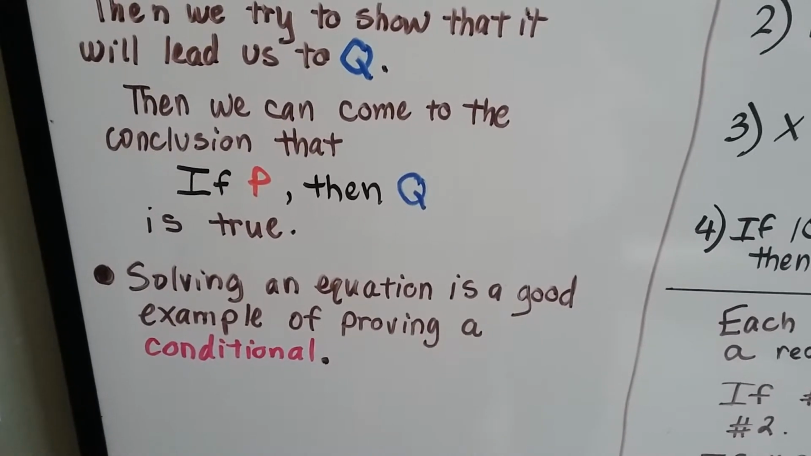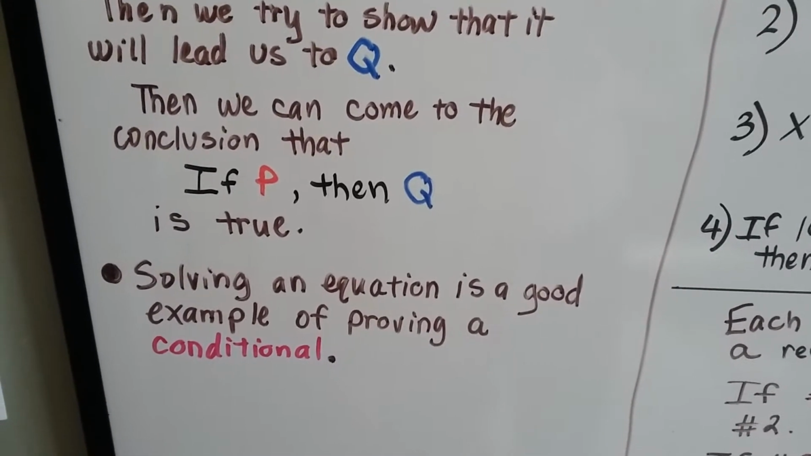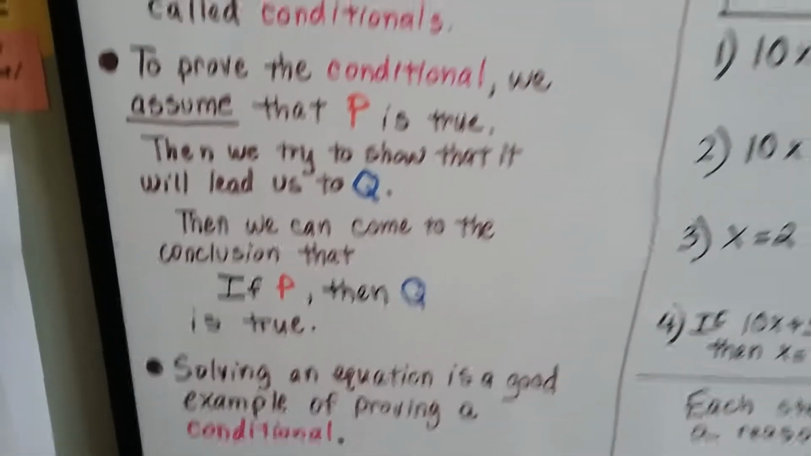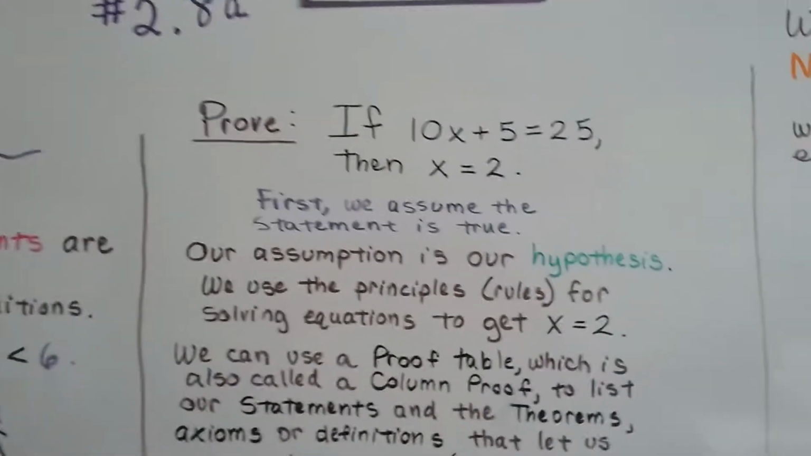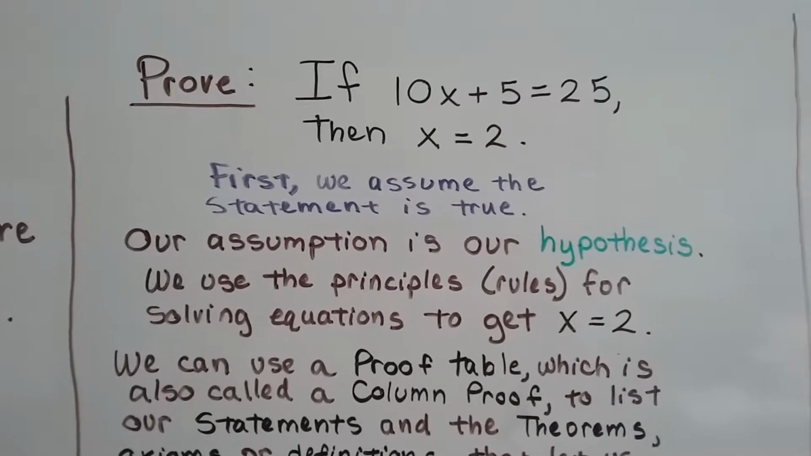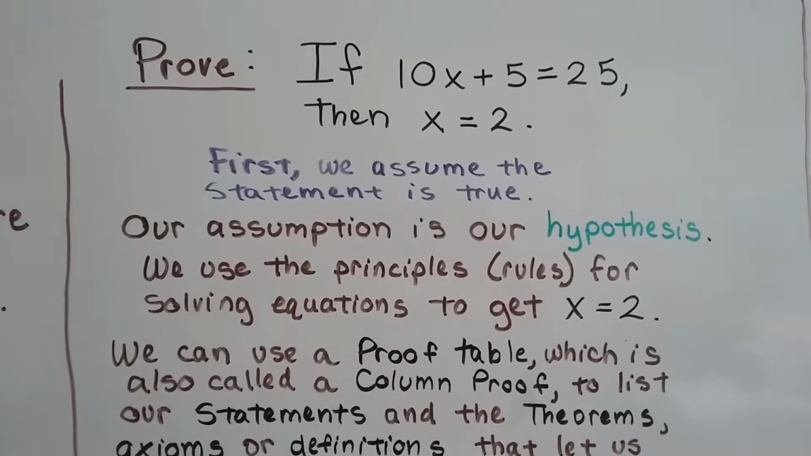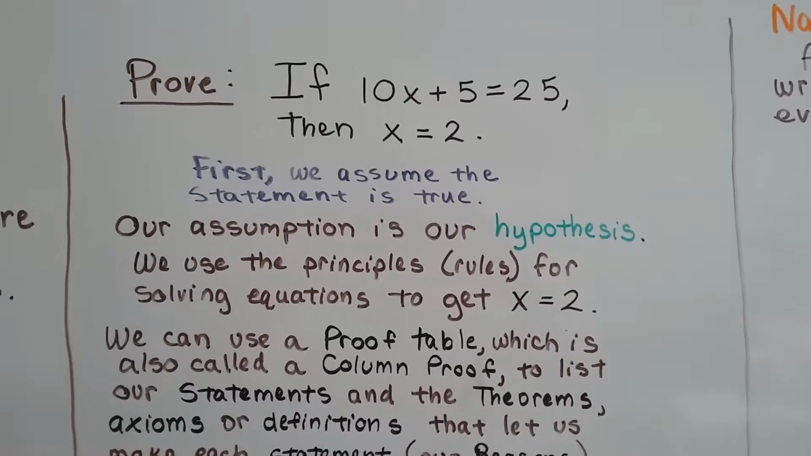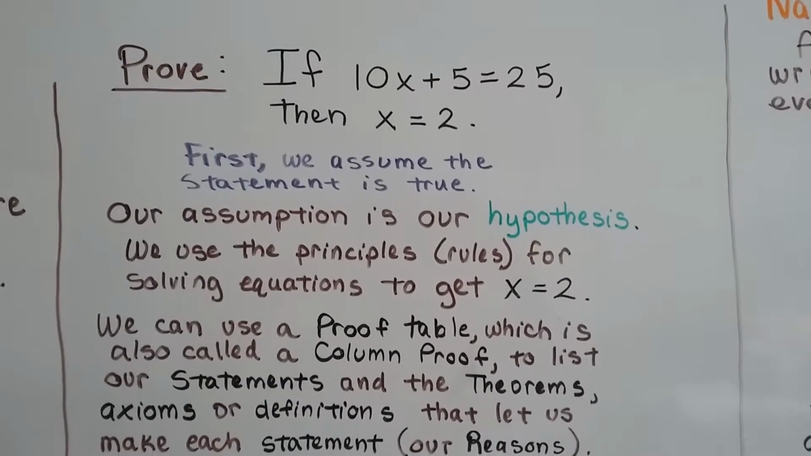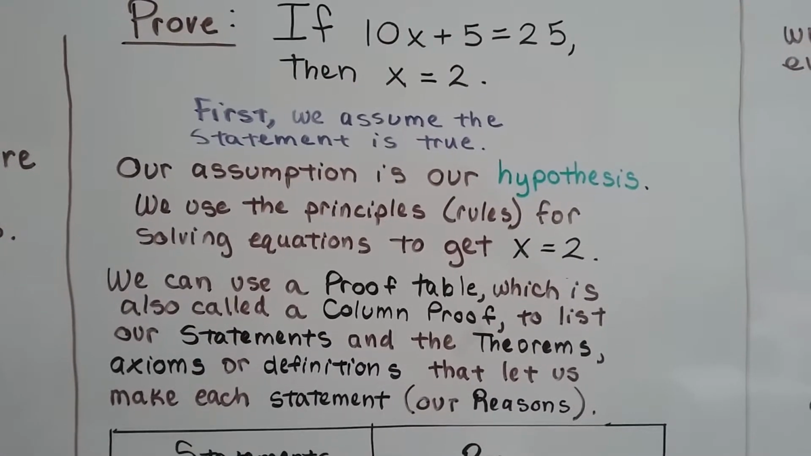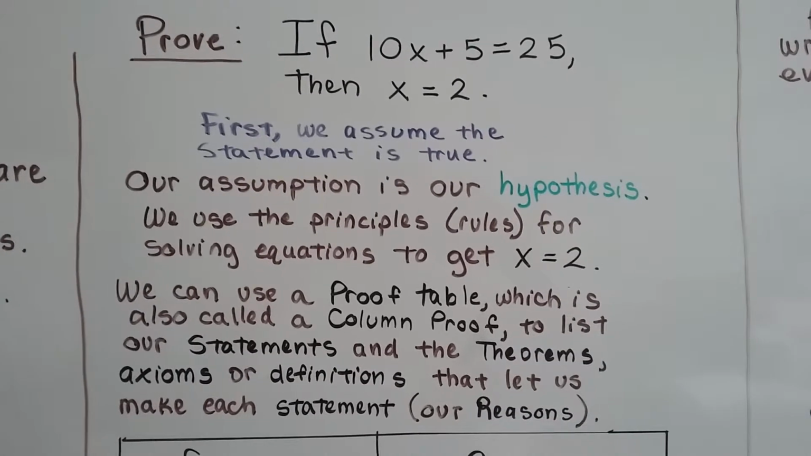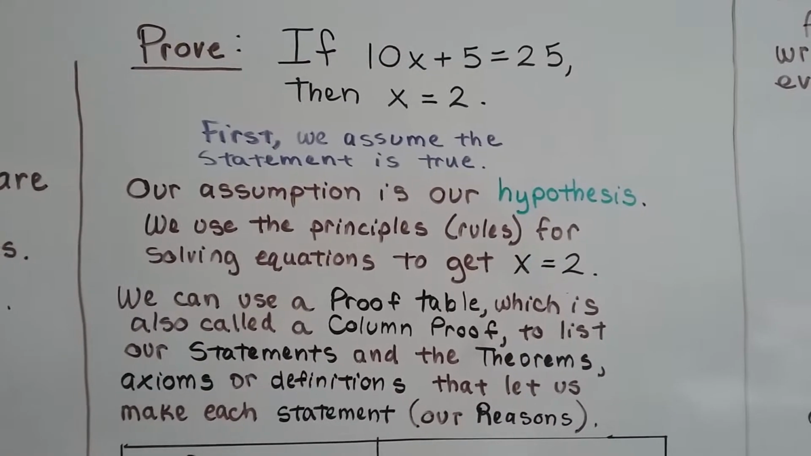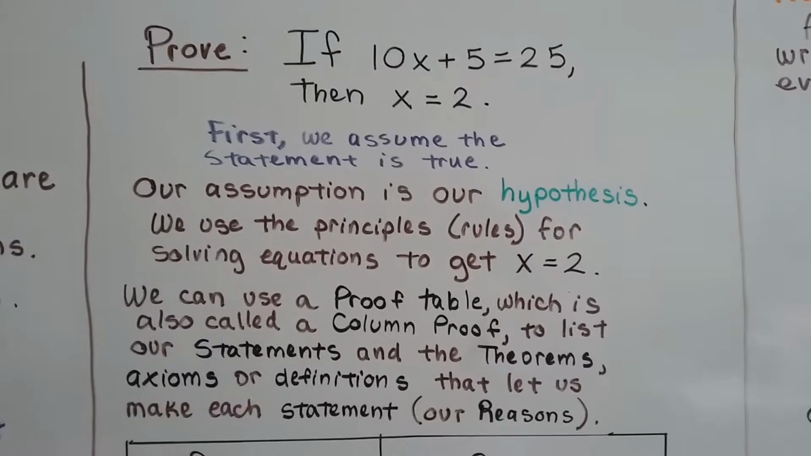Solving an equation is a good example of proving a conditional. Now, to prove if 10x plus 5 equals 25, then x equals 2, the first thing we're going to do is assume that the statement is true, that 10x plus 5 equals 25 is true. Our assumption is our hypothesis. We use the principles, the rules for solving equations, to get x equals 2.